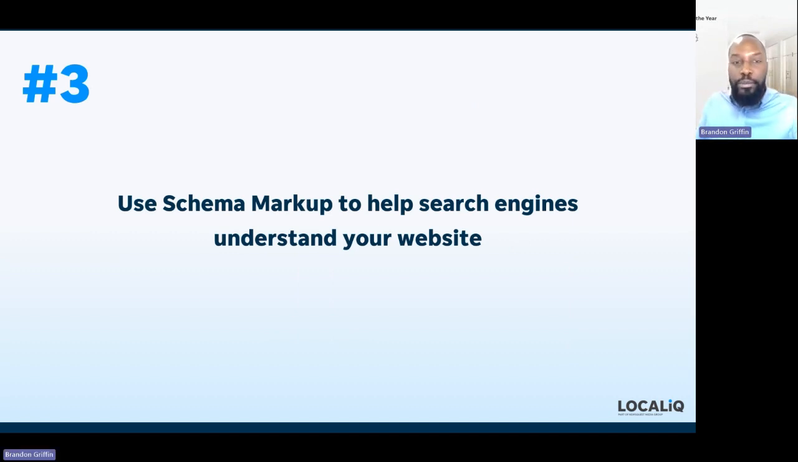And here's the final tip. Using schema markup. This is something that can really help AI-driven search engines understand your website. And if they understand your website, it increases the likeliness of your business showing up in these AI overviews on the search engine result pages.